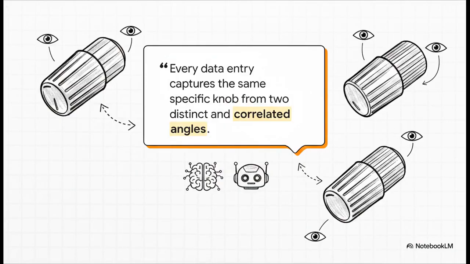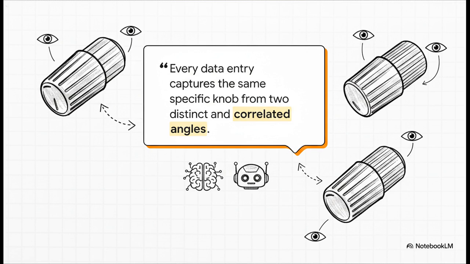The source material really hits the nail on the head with this quote: "Every data entry captures the same specific knob from two distinct and correlated angles." And guys, this is the secret sauce. By giving an AI two correlated angles of the exact same object, you're essentially giving it stereoscopic vision.